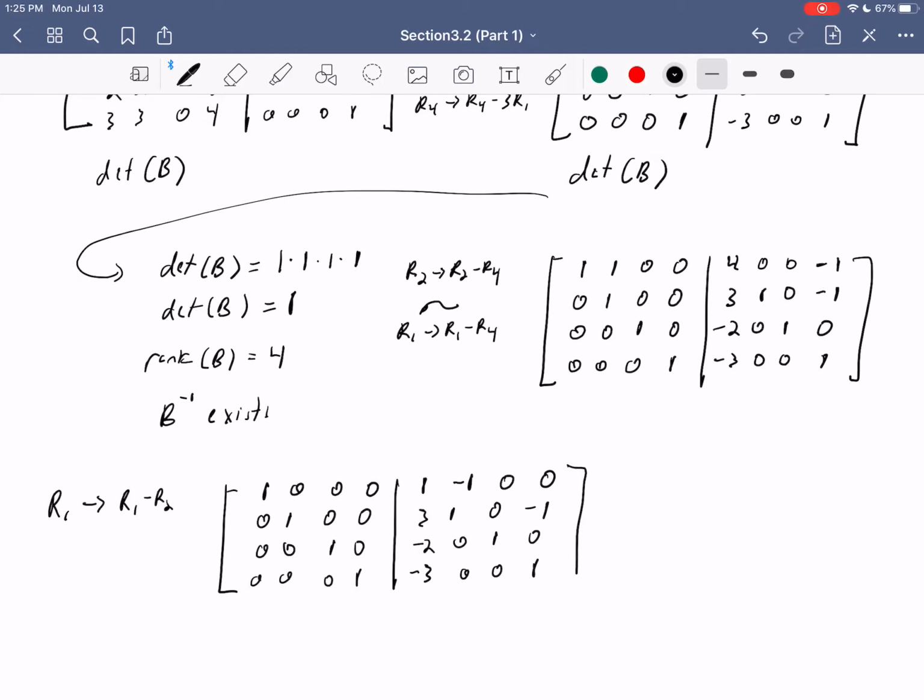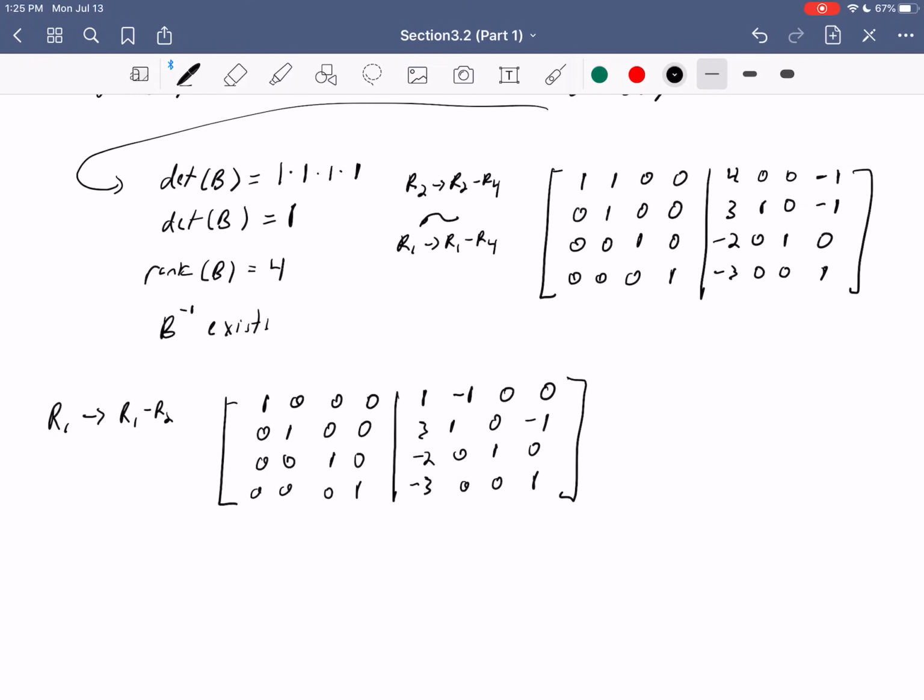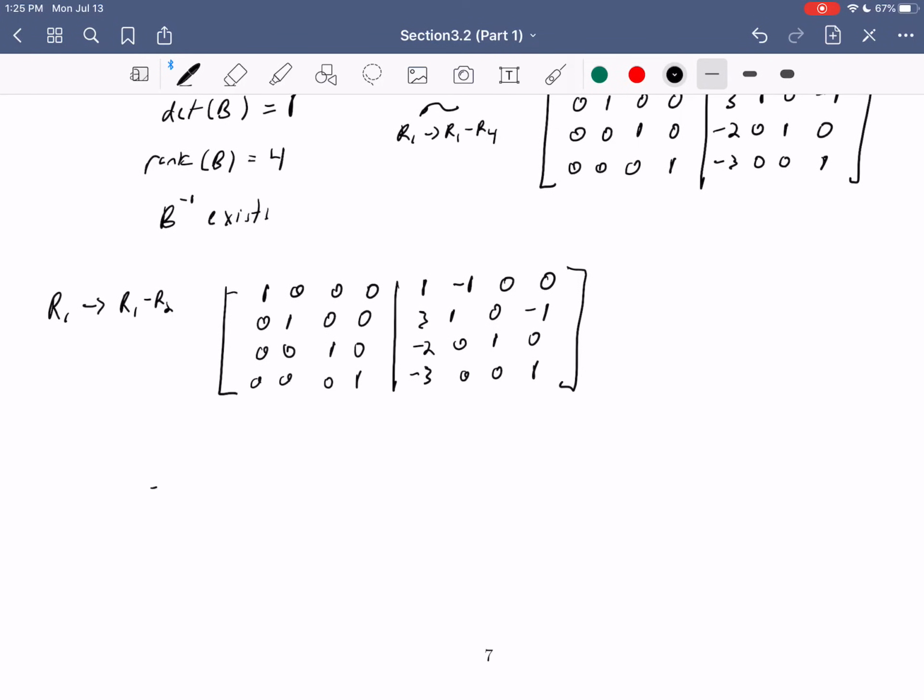And there we go. So that tells us that this right here is our inverse, so we can conclude that B inverse, which we already knew existed, but now we actually have its expression, is 1, minus 1, 0, 0, 3, 1, 0, minus 1, minus 2, 0, 1, 0, and minus 3, 0, 0, 1.